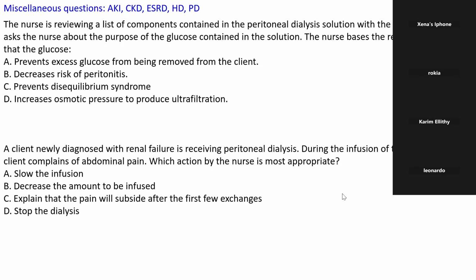Next question. What do I have here? The nurse is reviewing a list of components contained in the peritoneal dialysis solution with the client. The client asks the nurse about the purpose of the glucose contained in the solution. The nurse bases the response knowing that the glucose. D.